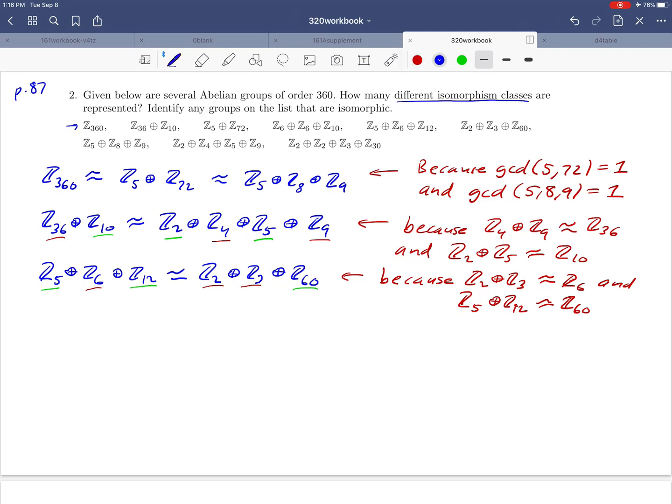One last pair of isomorphisms here. I claim that Z6 plus Z6 plus Z10 is isomorphic to Z2 plus Z2 plus Z3 plus Z30. Why is that true? Well, let's start with what we've got on the right-hand side and see if we can break it down and convince ourselves that it's really isomorphic to the left-hand side.